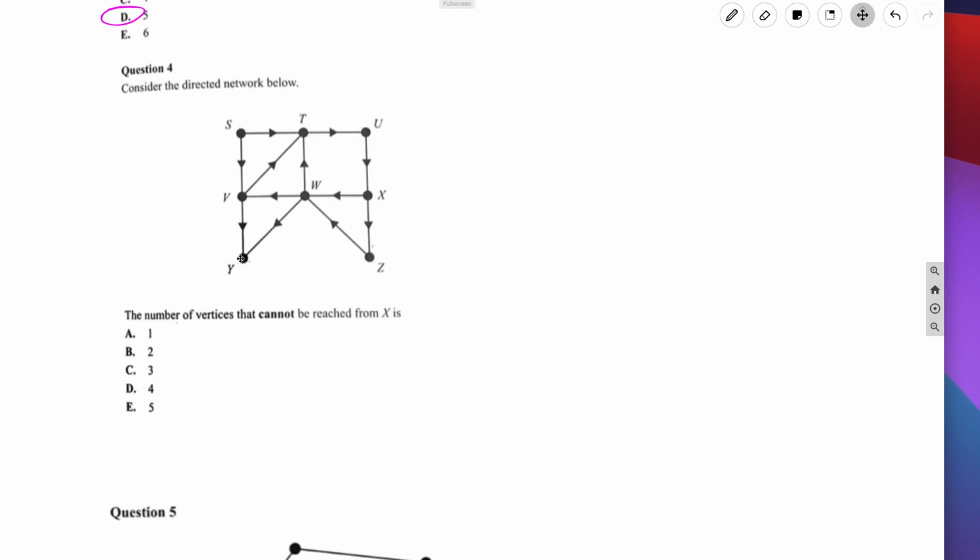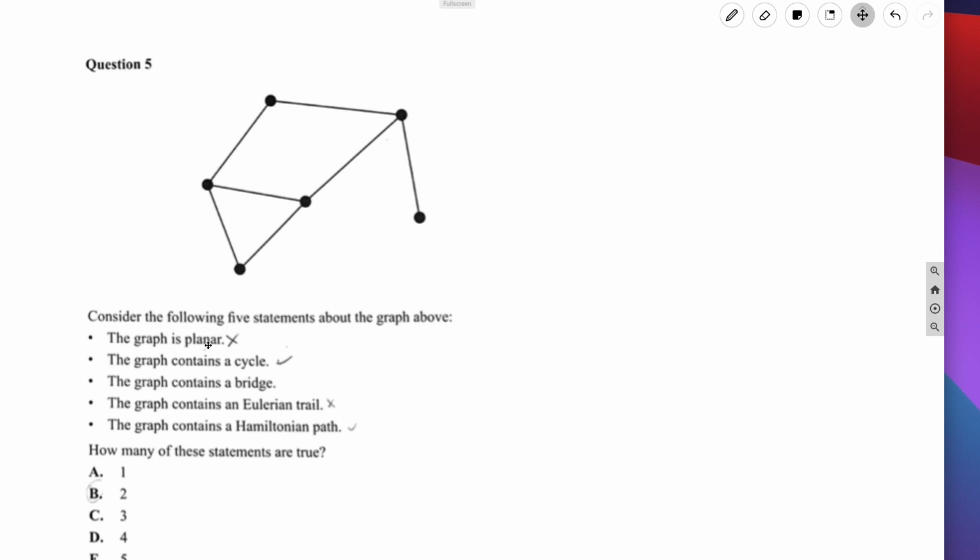Consider the directed network, the number of vertices that cannot be reached from X. So we're trying to start here. We're trying to get to other vertices. So we can get to this one. We can go around, we can get to here. I can go to here. I can't go out from there, but I could go back and go to here. And then I can go to here. I can go to here. It doesn't seem that I can reach this one at all. There's no way that I can get there. So there's only one that I can't reach.